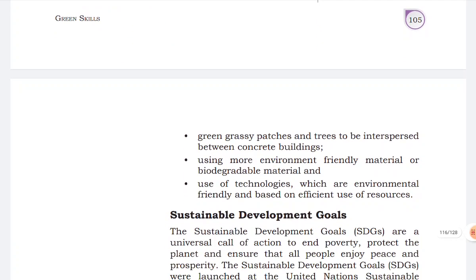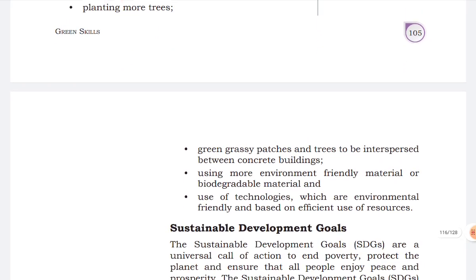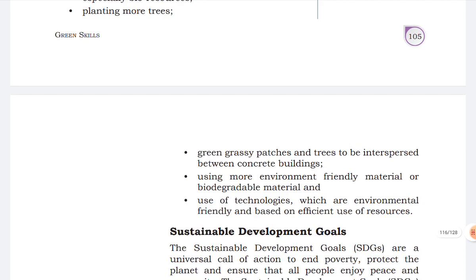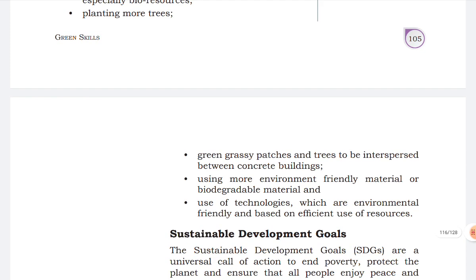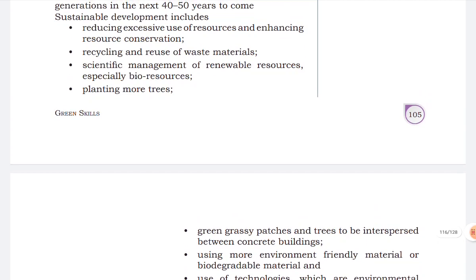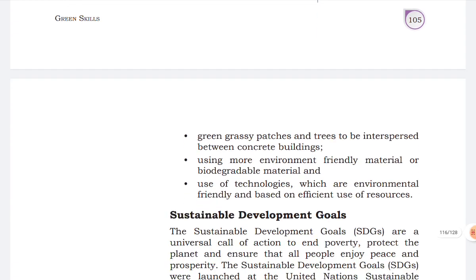A few others are green grassy patches and trees to be interspersed between concrete buildings, using more environment-friendly or biodegradable material, and use of technologies which are environment friendly and based on efficient use of resources. So whatever method we are following under sustainable development, it should not harm the environment. The main aim is development while taking care of the environment. It should not harm the environment.